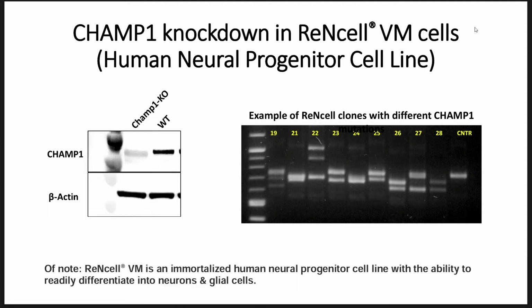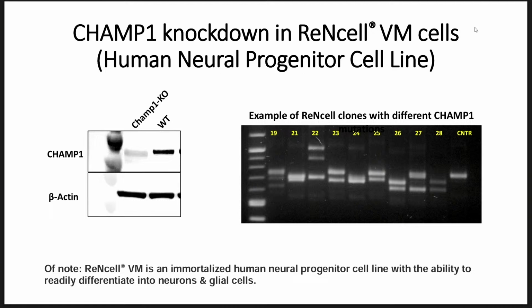Next, recently we got RAN cells. It's a human neuronal progenitor cell line. We performed the same procedure using CRISPR-Cas9 to generate mutation. On the first blot, you can see that this is a bulk experiment. All cells were obtained after CRISPR. There is a significant reduction in CHEMP1 expression, about 70%, but we went ahead and did the specific limiting dilution to generate several clones. We were able to get about 30 clones.